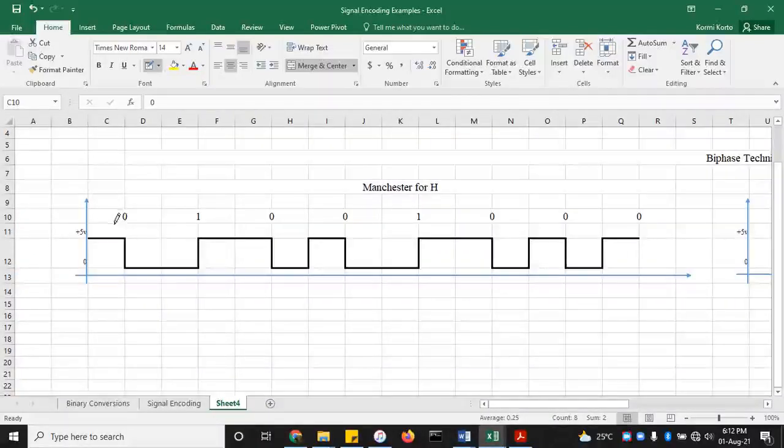Okay, so the rule states, let's just go through it again. The rule states that all zeros have to have a high voltage start, which is a plus 5 over here, and then you move between the bits.